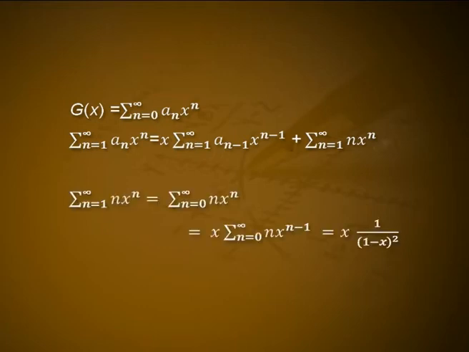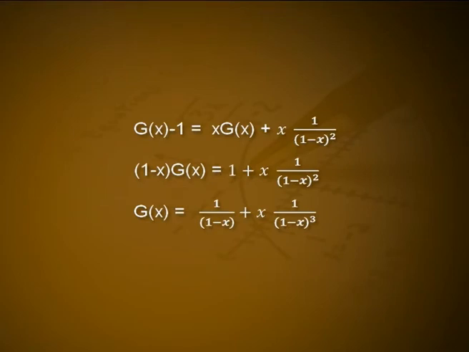Now, summation n is equal to 1 to infinity n into x raised to n is equal to summation n equal to 0 to infinity n into x raised to n, that is equal to x into summation n equal to 0 to infinity n into x raised to n minus 1, which is equal to x into 1 by (1 minus x) whole square. Thus, in terms of G(x), we obtain G(x) minus 1 is equal to x into G(x) plus x into 1 by (1 minus x) whole square. Rearranging terms, we get (1 minus x) into G(x) is equal to 1 plus x into 1 by (1 minus x) whole square.